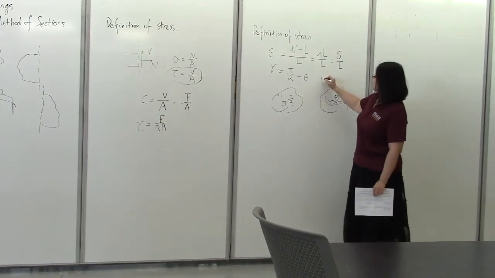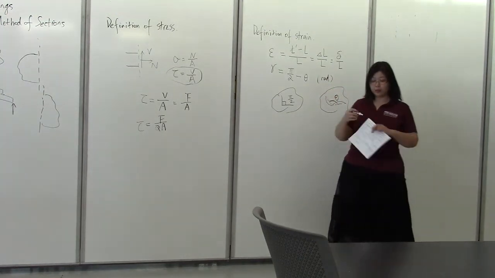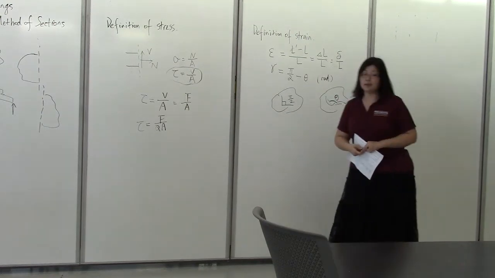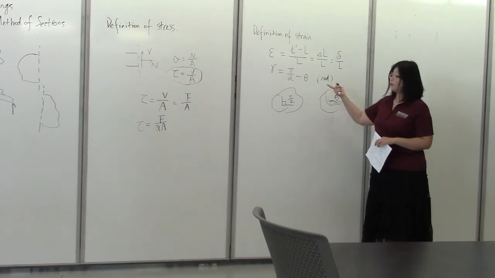Okay. Now this has units of radian, which is again dimensionless. The radians are considered to be dimensionless, but it is in terms of an angle change.